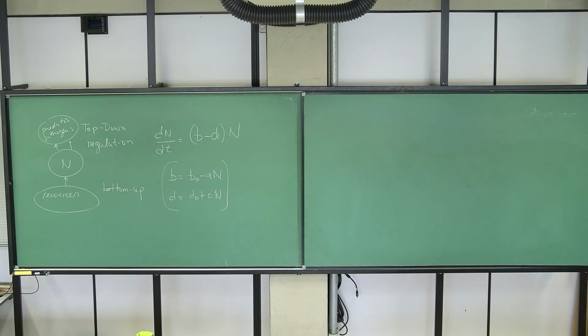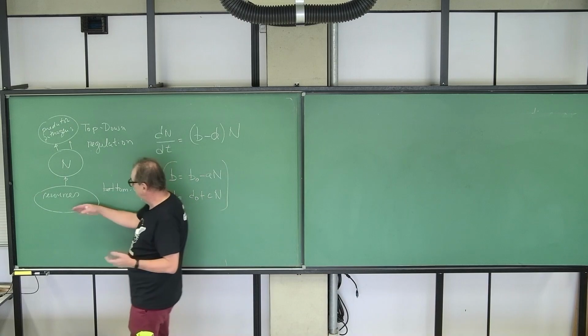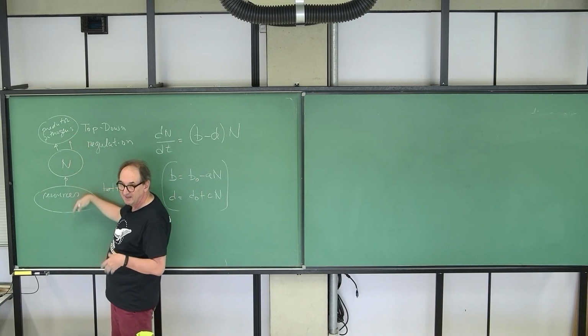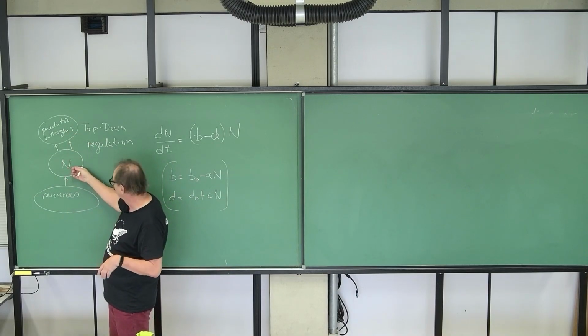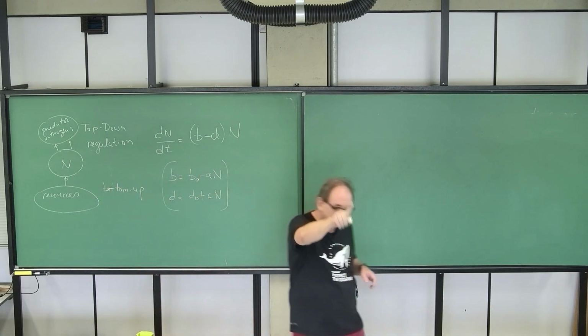So this is the usual jargon in population dynamics and ecology. You think about levels. So this is the bottom level, this is my focal level in this case, and this is the top level. Okay? Yeah, more questions?